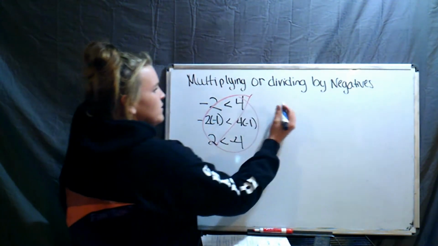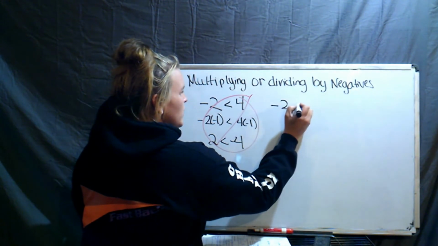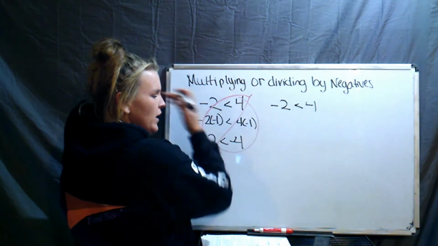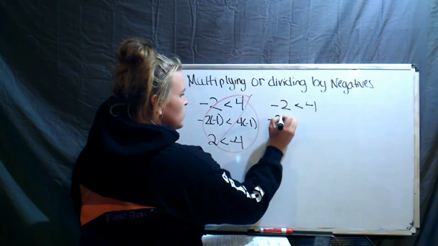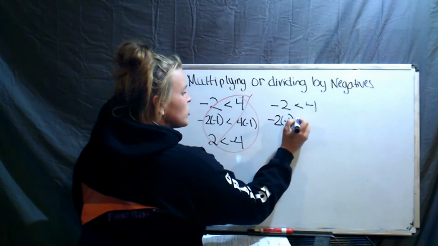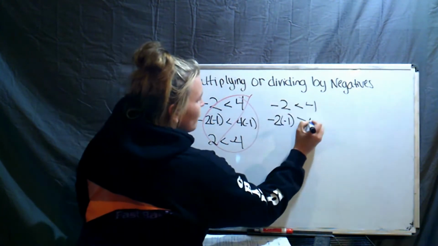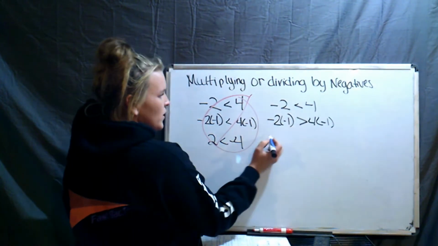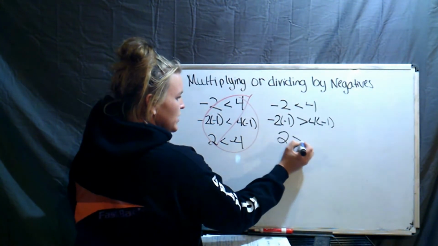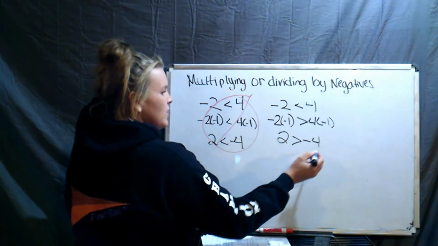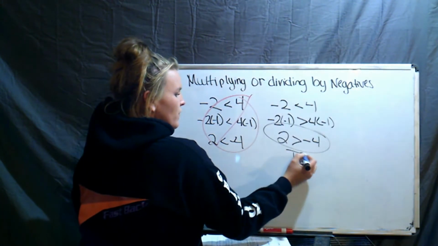Well, let's do that again. Negative 2 is less than 4, and now I'm going to multiply both sides. Negative 2 times negative 1. Reverse my inequality sign. 4 times negative 1. Now I'll have 2 is greater than negative 4. And this is true.